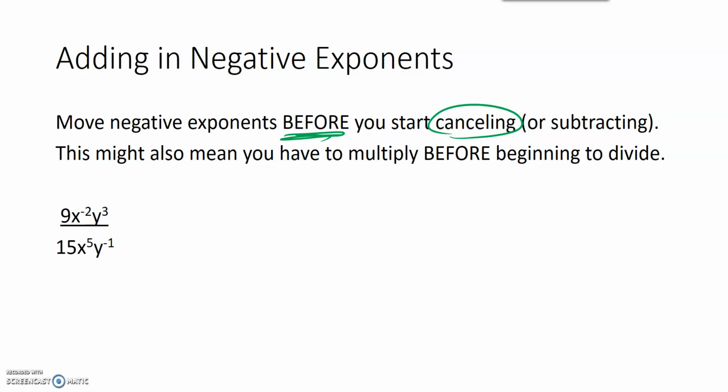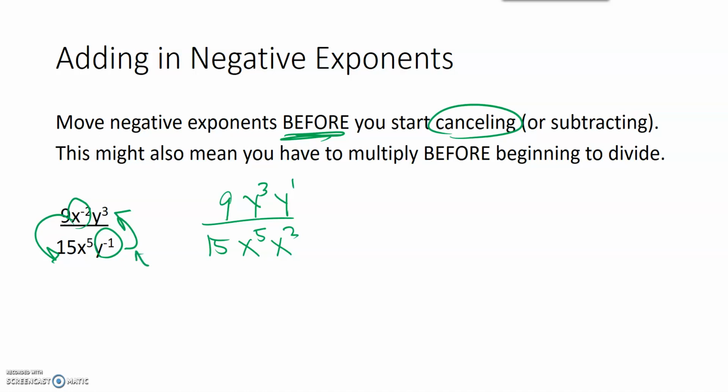So here we've got an example. We have 9 over 15. But I have a negative exponent here and a negative exponent here. Well, we said if it's negative in the denominator, it moves to the numerator. If it's negative in the numerator, it moves to the denominator. So I have an x to the 5th already in the bottom, but I'm going to move an x squared down there with it. I have a y cubed in the numerator, but I'm going to move a y to the 1st up there with my negative exponent here.